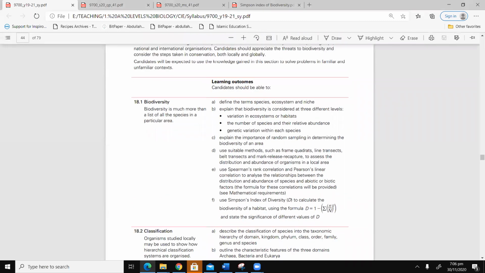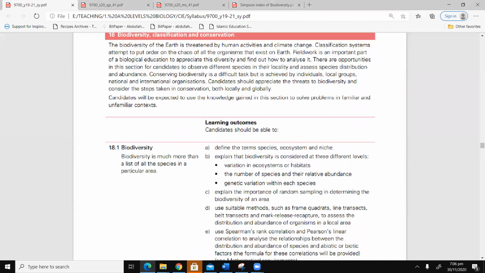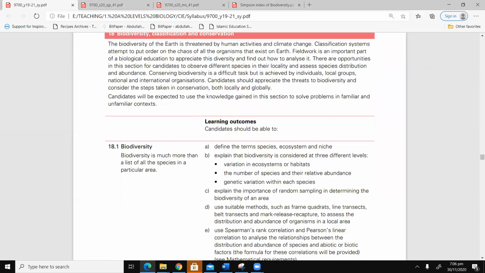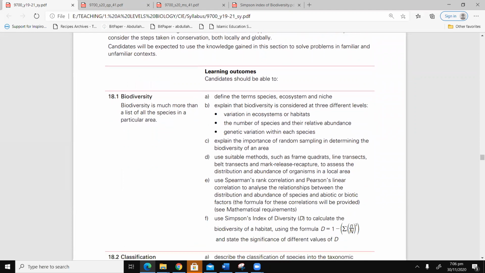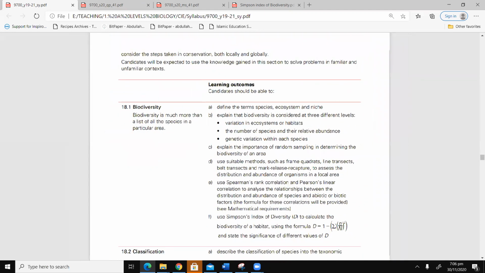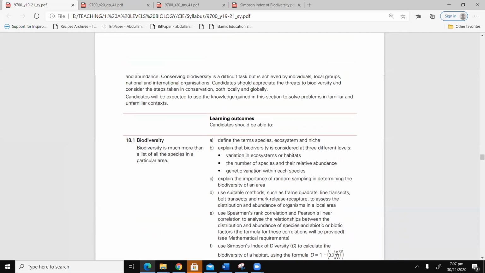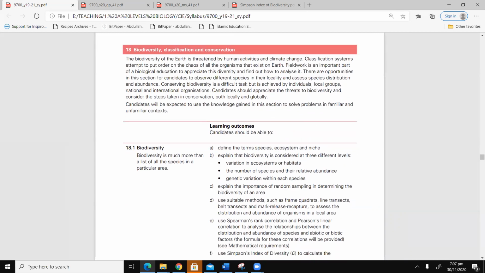As you can see on the screen, I have opened the syllabus, and that's the 18th unit according to your syllabus, and that's the second last topic. The Cambridge syllabus divides biodiversity into, actually, the name of the topic is composed of 3 words: biodiversity, classification, and conservation.